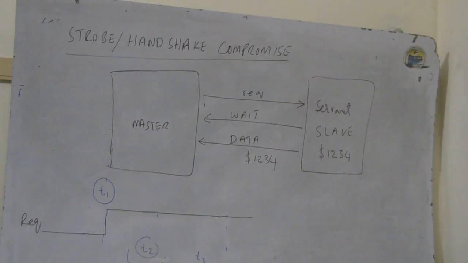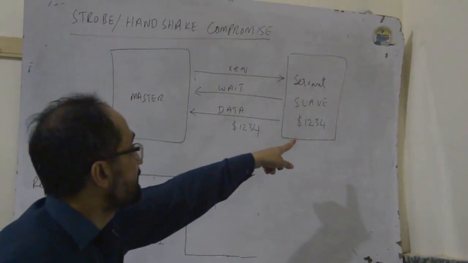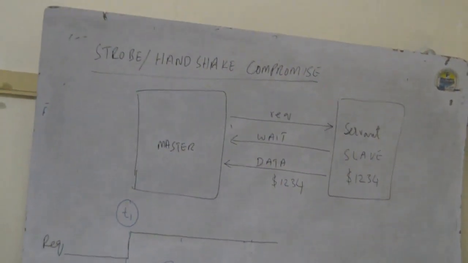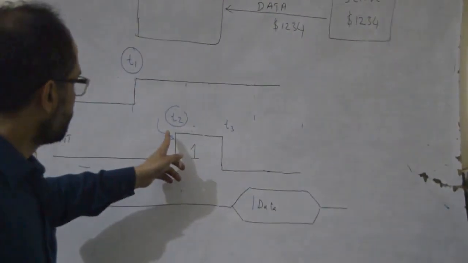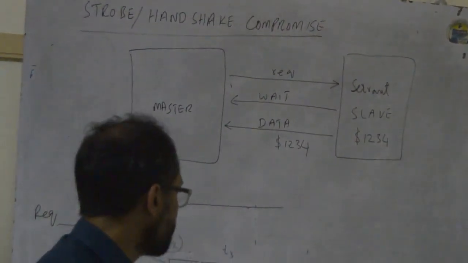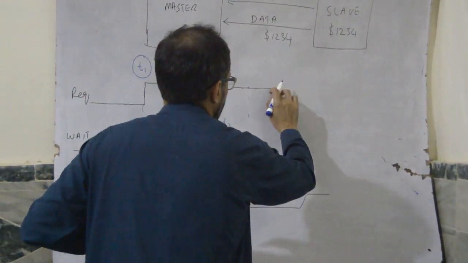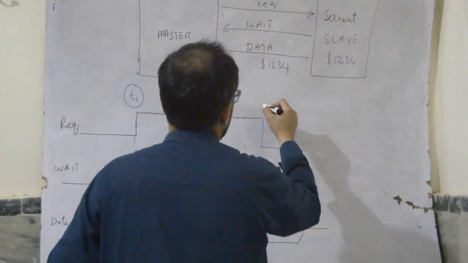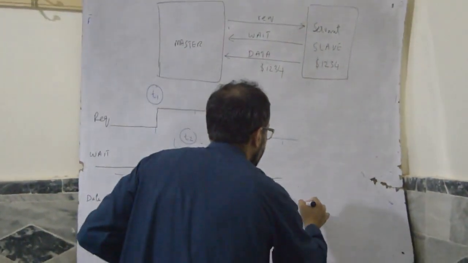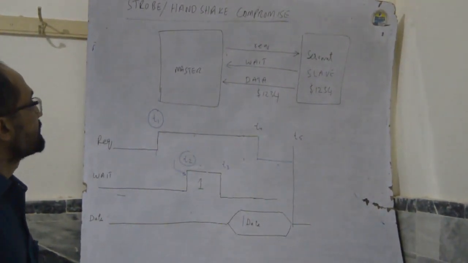Okay, so now we will study this strobe handshake compromise. The master initiates the request at time T1 by asserting the request signal. At time T2, the servant or the slave notifies the master that I am not able to process your request at this point and now you have to wait for certain time. At time T3, the data becomes available on the data bus. This data is latched by the master at time T4. At time T4, the master will put its request line to low, and then at time T5, the servant will be able to process a new request.